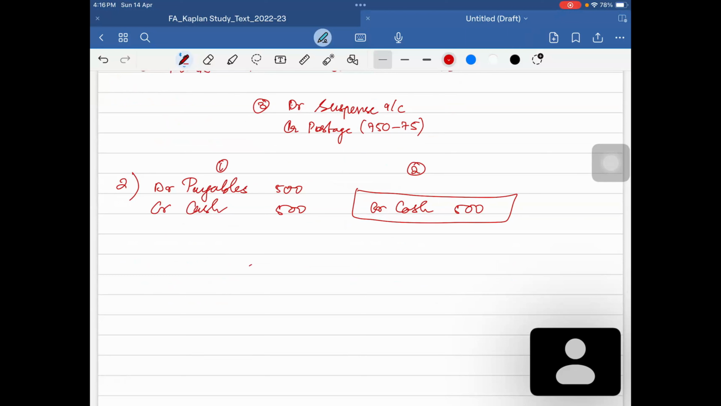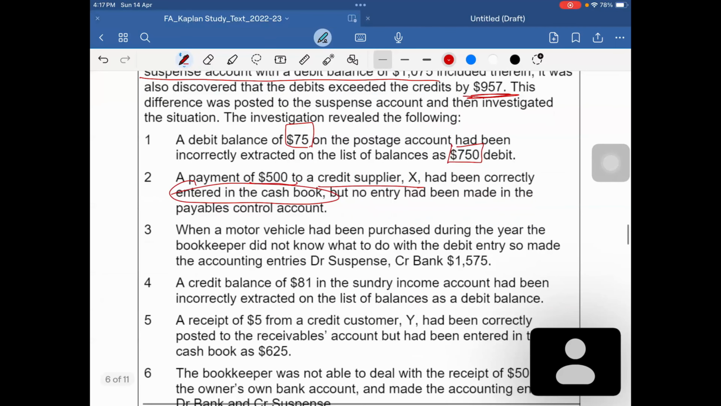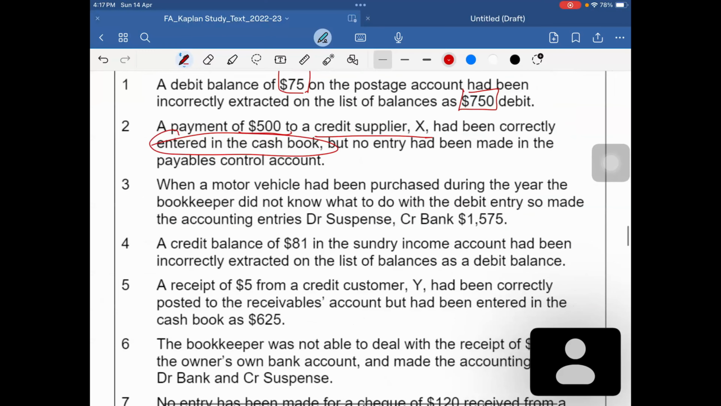Clear? So what would be your entry? Your payables ledger account is still increased by 500 because you haven't shown that payment, right? So you're going to debit payables and decrease the amount by 500. Okay. Now, cash is recorded correctly, so you can't go to the cash and take it here. So you're going to dump it on the suspense account. Clear? Understood? Third one. Easy? Until now it's easy.